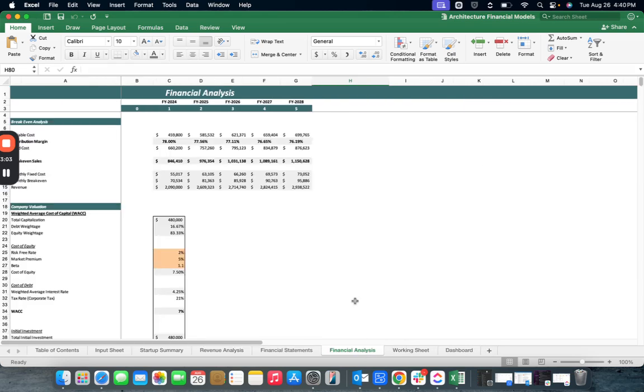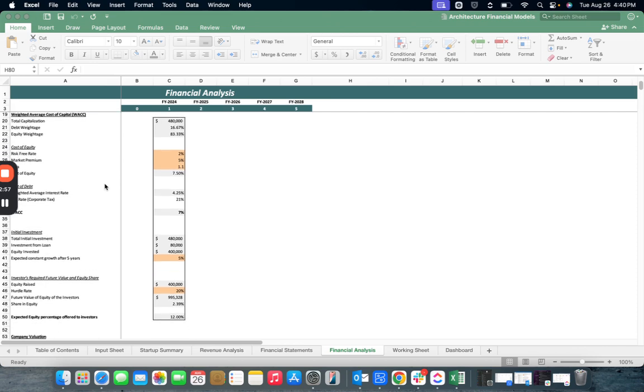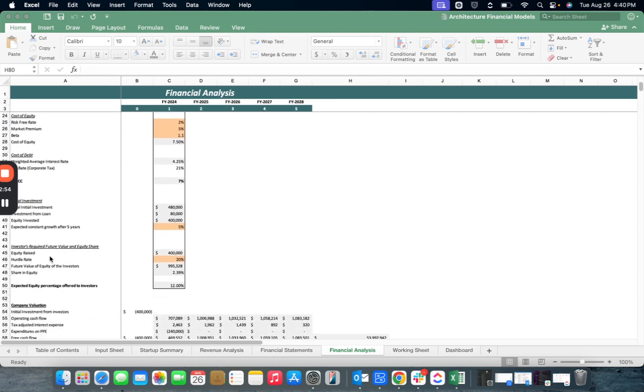Coming towards the financial analysis, here we have break-even analysis, which has contribution margin and break-even sales. Then we have weighted average cost of capital, in which we have the investors' required future value and equity share, and the expected equity percentage offered to investors.